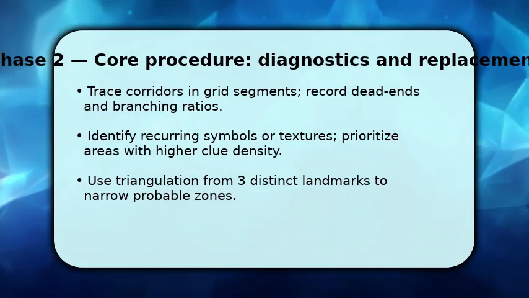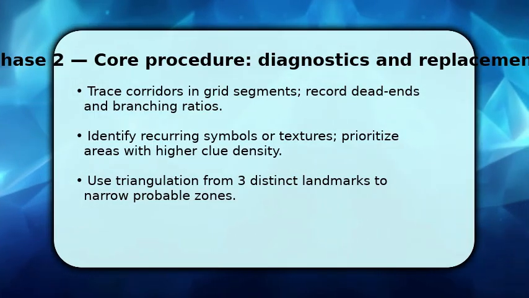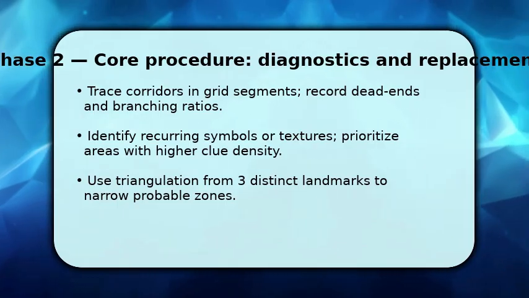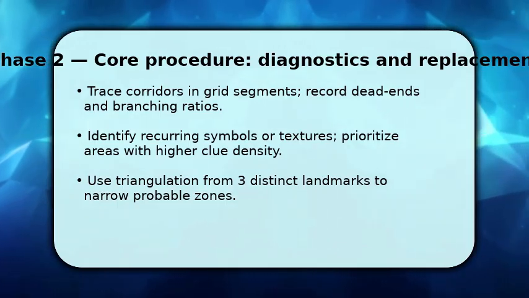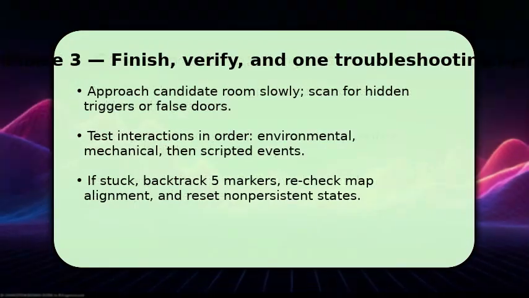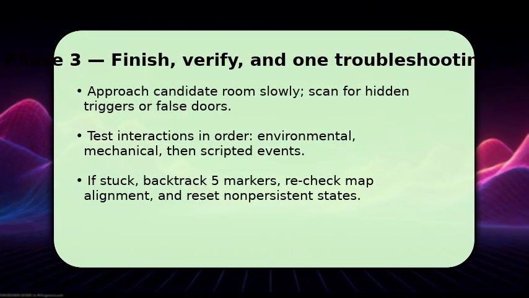As you proceed, adjust sweep width and revisit high-density areas. This increases accuracy and keeps you from missing subtle, asymmetric clues. You finish by confirming the end room methodically.